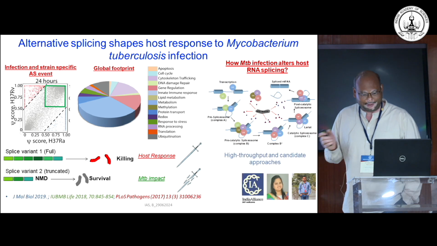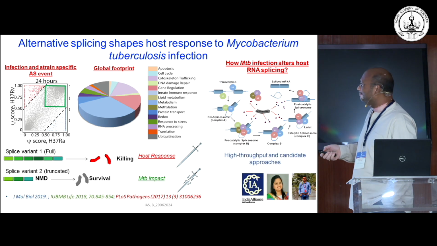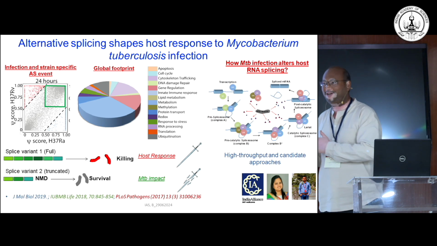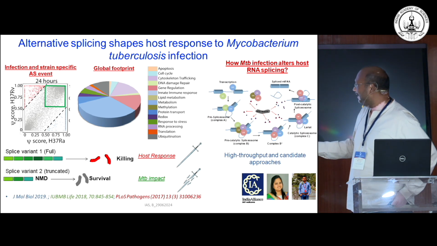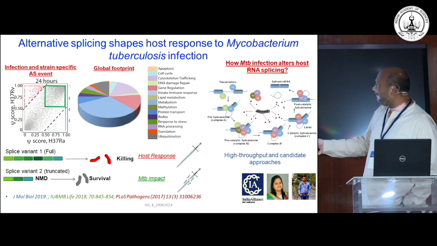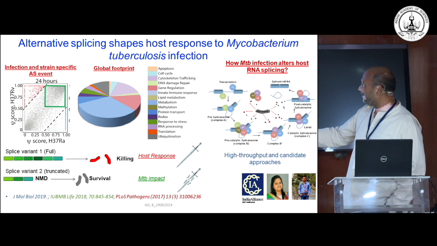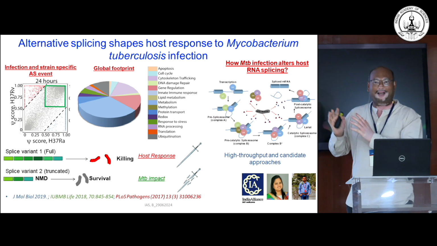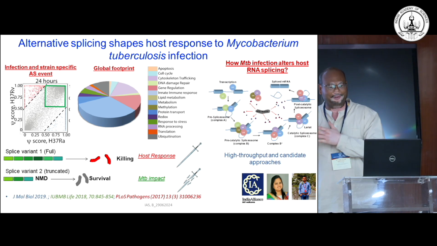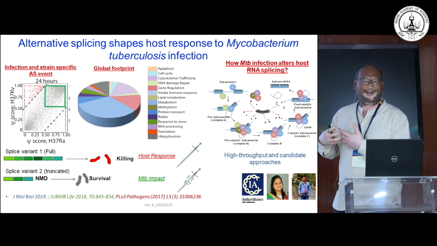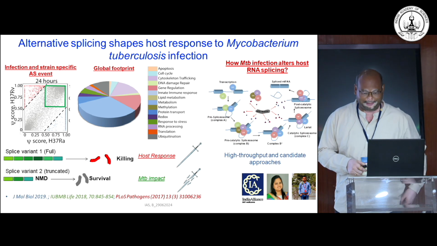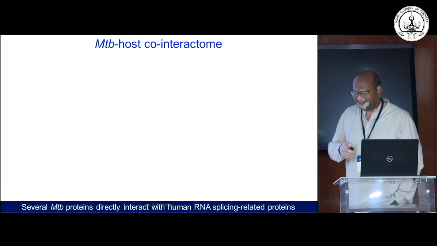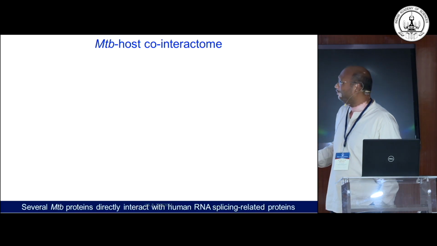We decided to follow a hypothesis that mycobacterial proteins can enter the cell and nucleus, where splicing generally happens. And when that happens, it can interfere with the recognition of these splice junctions, and that can lead to alternative splicing. It's a working hypothesis, and we went into that using different high throughput and candidate approaches, and this was supported thankfully by India Alliance, otherwise this work could not have been done. And we did the host-pathogen interactome analysis.